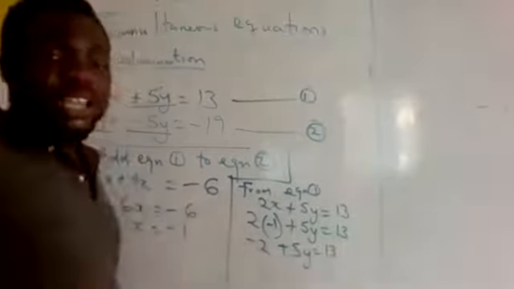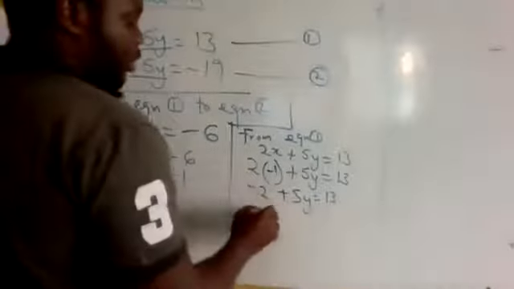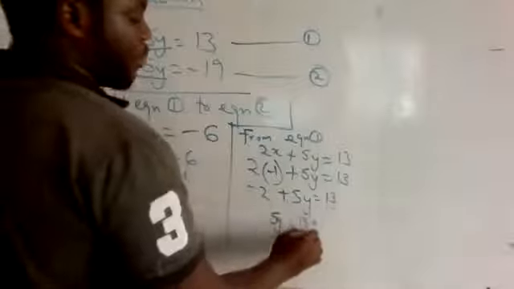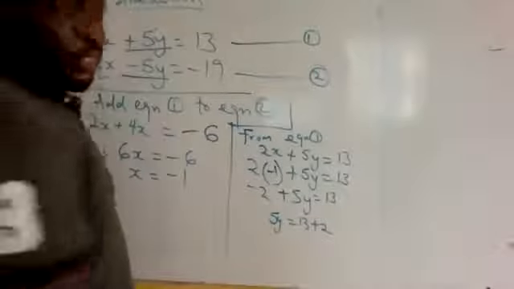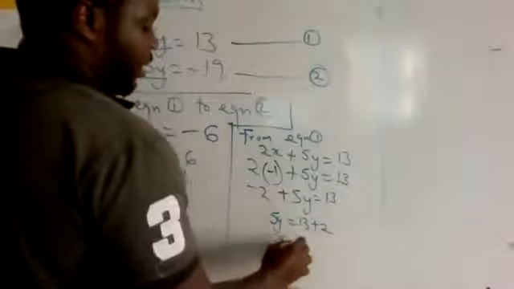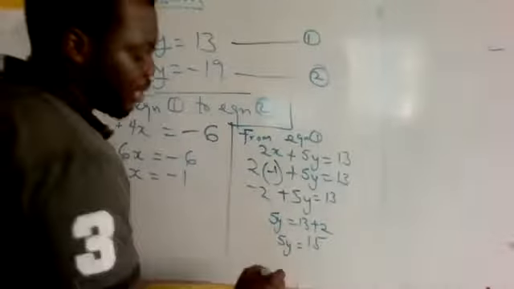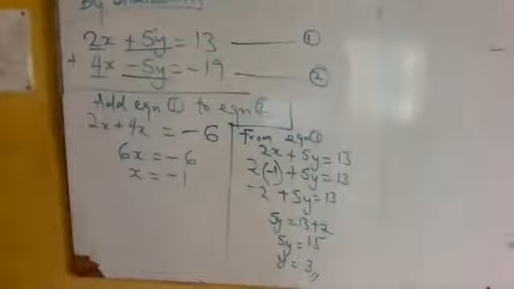So what do I do next? I collect like terms. So this is going to be 5y is equals to, now this guy is coming here, that will become 13 plus 2. So this is going to be what? 5y is equals to 15. And from there, I'll say that y is equals to 3. So that way, I've gotten my second value.